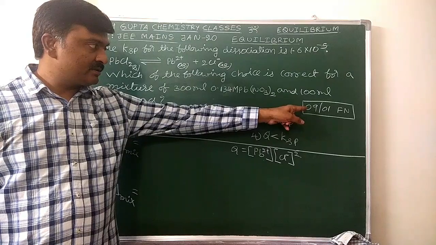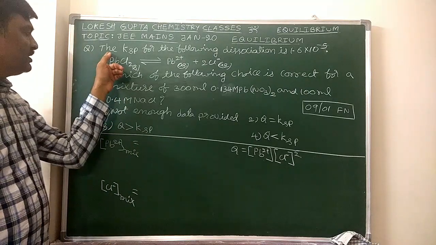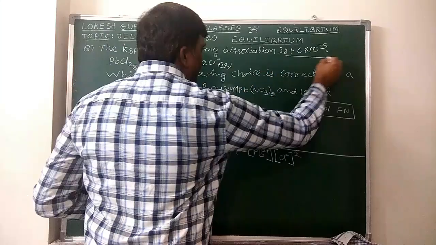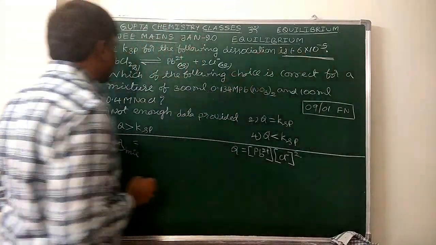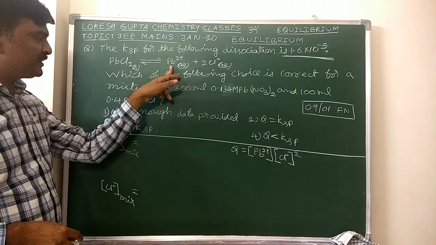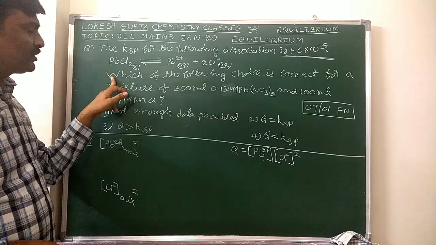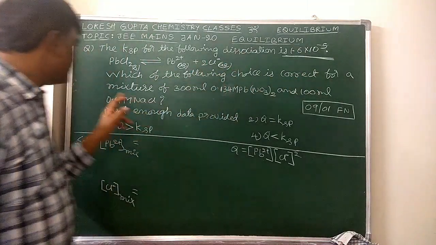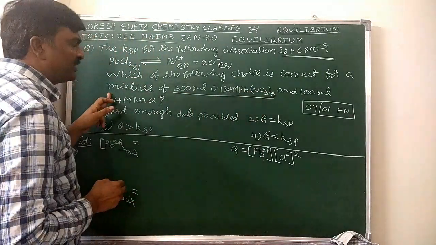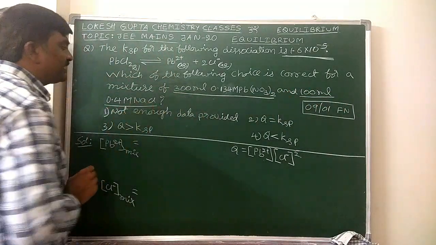This question was given on 9th January forenoon. Now the question is, the solubility product for the following dissociation is 1.6 into 10 to the power minus 5. What is that dissociation? PbCl2 gives rise to Pb2+ plus 2Cl- ions. Which of the following choices is correct for a mixture of 300 ml of 0.134 molar lead nitrate and 100 ml of 0.4 molar NaCl?